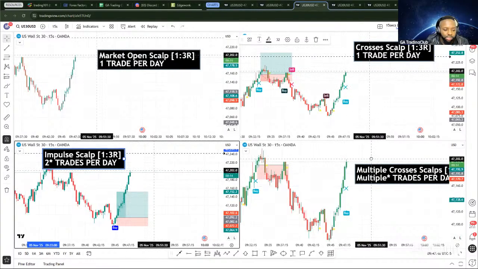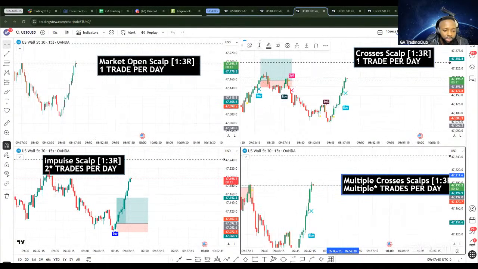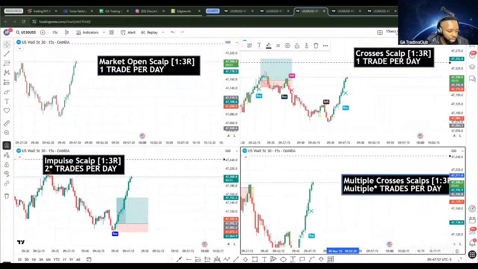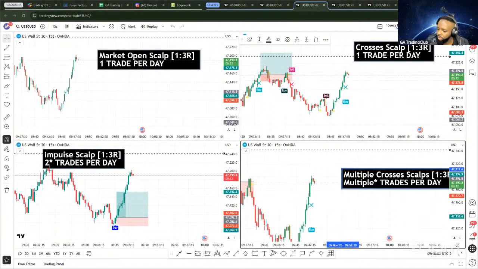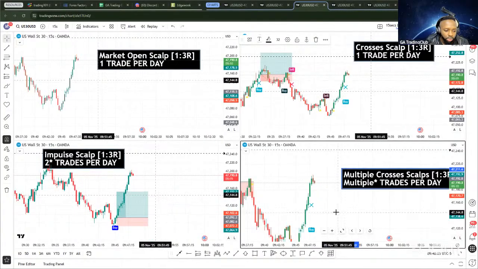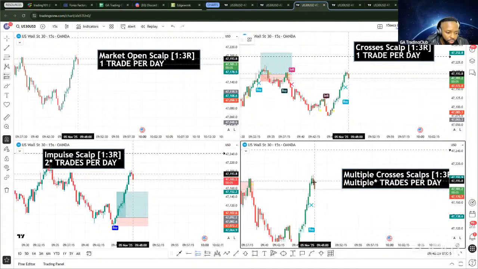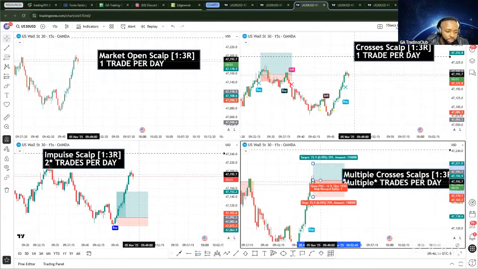And let's look at this multiple crosses one. We just fired a multiple crosses entry here, and then we can follow it. Give me a second here. All right, so we can follow this and see how this one would go.